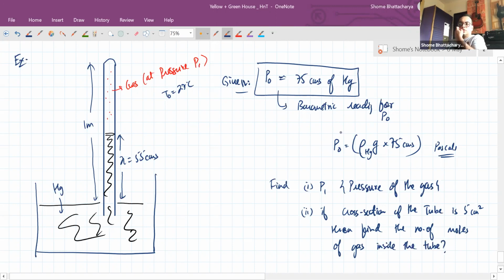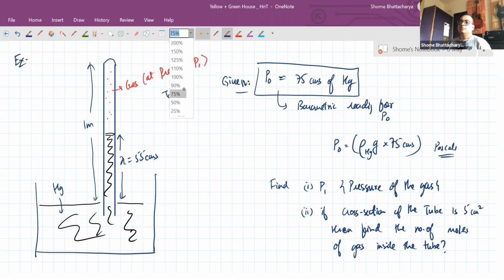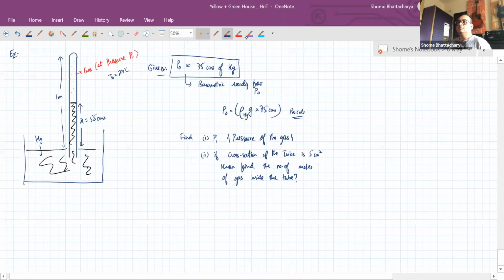Okay. So this type of question involves the barometric principle, where you have to understand that the principle still holds that at equilibrium, the pressure at this point should be equal to the pressure at this point. So the equilibrium condition is that pressure at A is equal to pressure at B. Now pressure at A will become P1 plus density of mercury into g into x. Why will it become P1? Because there's no vacuum here now.